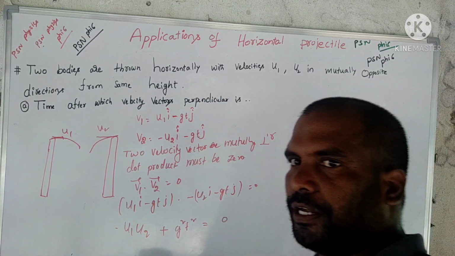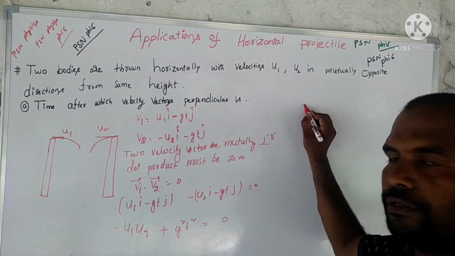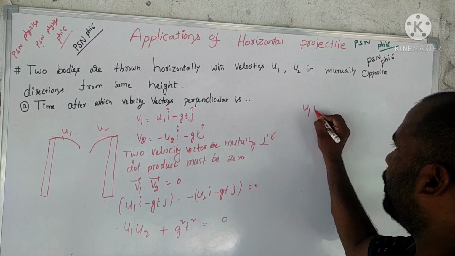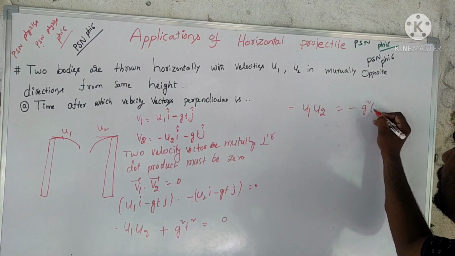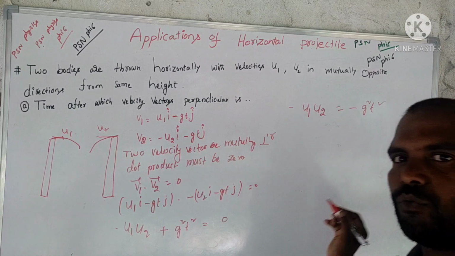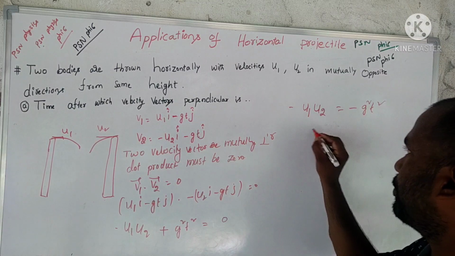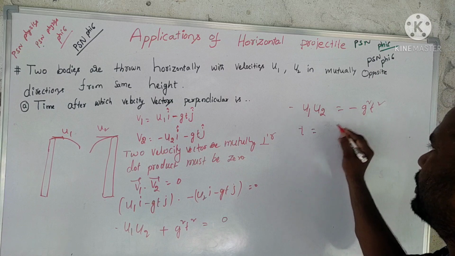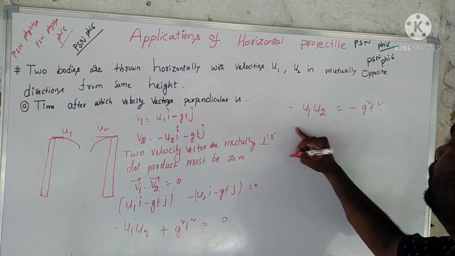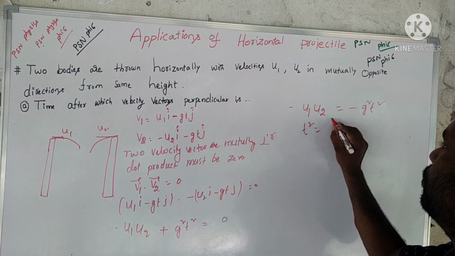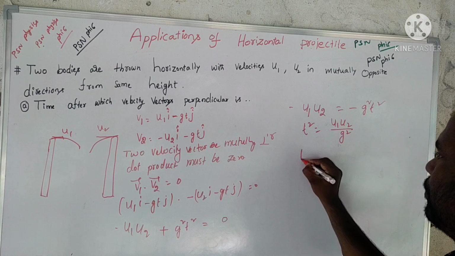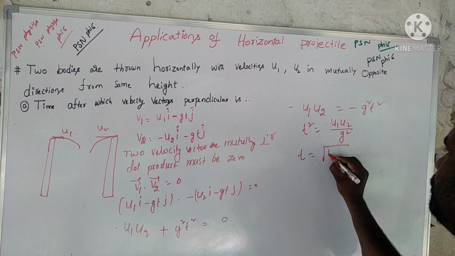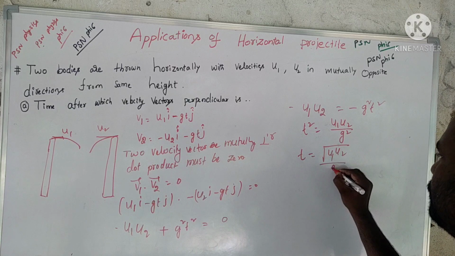We simplify here: u1 u2 minus g square t square is equal to 0, so g square t square is equal to u1 u2. Therefore we need to find time alone. Time t square is equal to u1 u2 by g square. Therefore t is equal to root of u1 u2 by g.